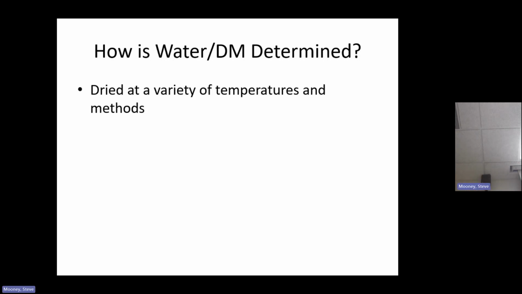Typically what we'll do is dry at a variety of different temperatures and with different methods. There are different ways to look at this depending on what we're trying to do. A Koster runs about 55 degrees C. We use that temperature to get us in there a little bit quicker, and we're trying not to drive off the silage acids by overheating it. If we're working in a lab, we'll use 100 degrees C.